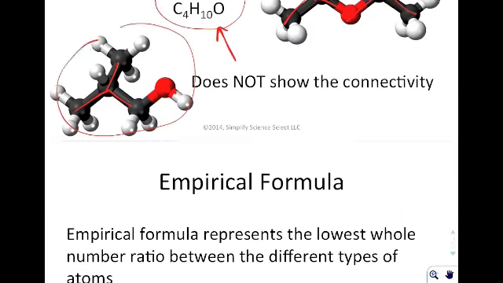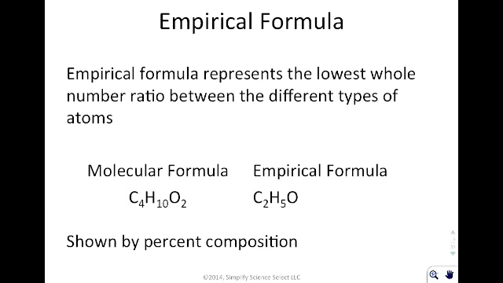You can contrast that with what we call the empirical formula. The empirical formula represents the lowest whole number ratio between the different types of atoms. Think of it as almost the lowest common denominator. So if you were to look, we have C4H10O2. It's a different molecule than we had last time. You can take all of these things and you can divide them by 2 and you can come up with a whole number, C2H5O. So although this is what the molecule really is, okay, C4H10O2, its empirical formula is C2H5O. So think of the empirical formula as the lowest common denominator.